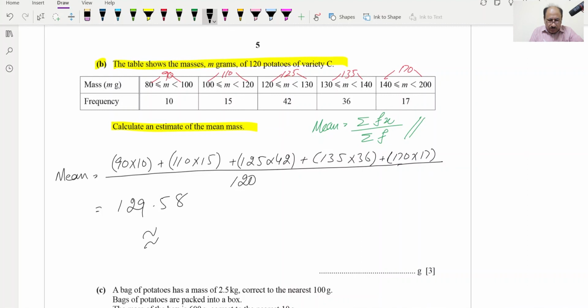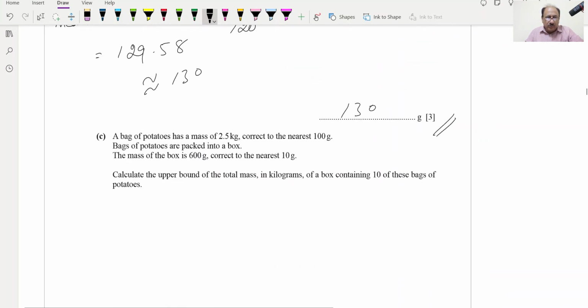129.58. So we can round it to 130. So the answer will be 130 grams for 3 marks. Now the C part. C part says a bag of potatoes has a mass of 2.5 kg, correct to nearest 100. So correct to the nearest 100, you can decide that it will be plus minus half of 100, and half of 100 is 50. So plus minus 50 we will be doing for this rounding.